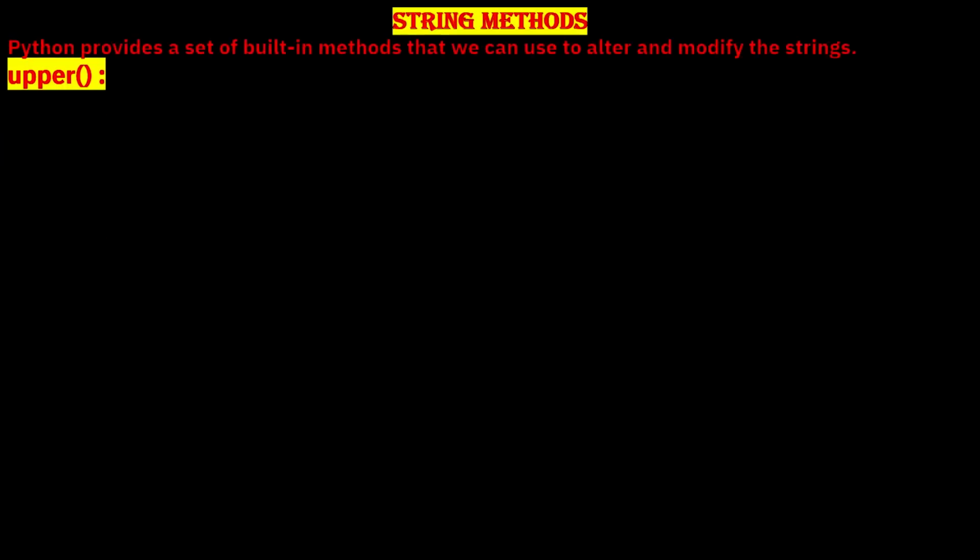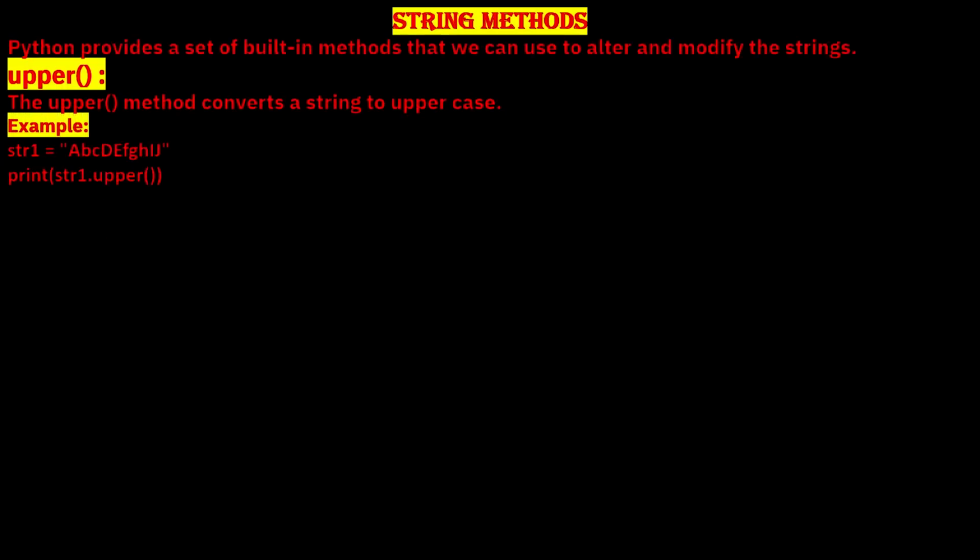String methods. Python provides a set of built-in methods that we can use to alter and modify the strings. Upper. The upper method converts a string to uppercase. Example. str1 is equal to abcdefgh. Print str1.upper. Output. ABCDEFGH.